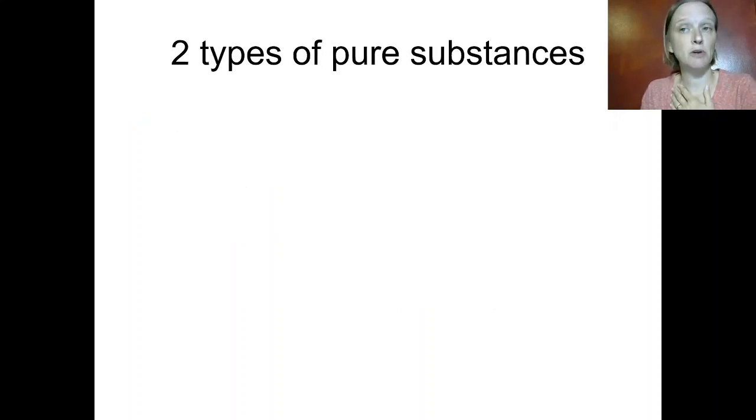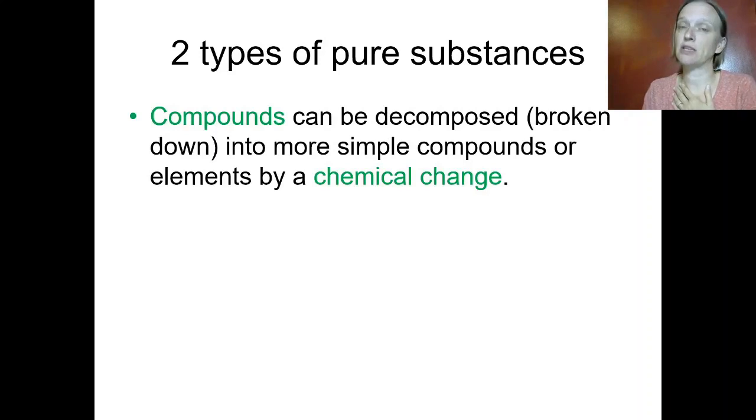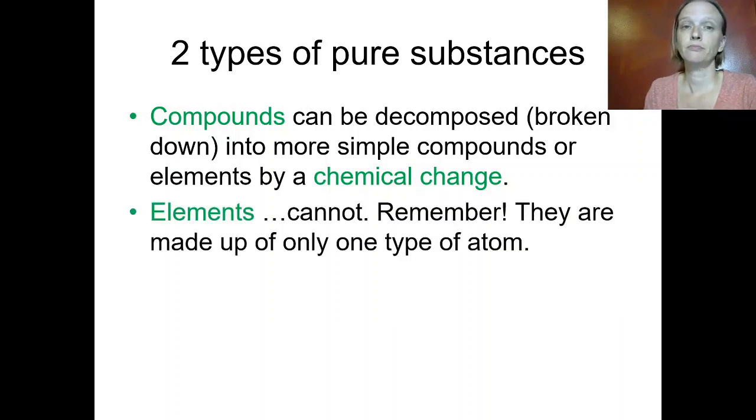There are two types of pure substances, and we've mentioned these already. First, compounds are made up of more than one type of atom chemically bonded together. Therefore, compounds can be decomposed. They can be broken down into more simple compounds or elements through a chemical change. Elements, on the other hand, cannot, because remember, they're only made up of one type of atom.